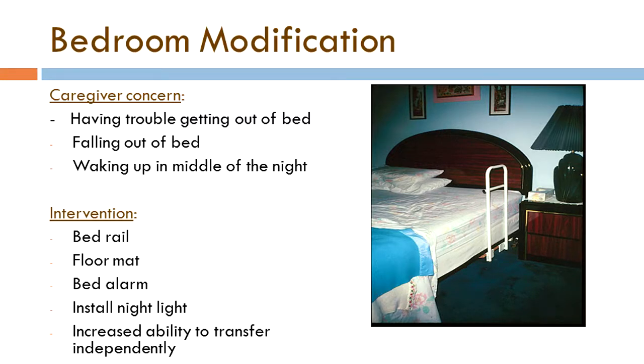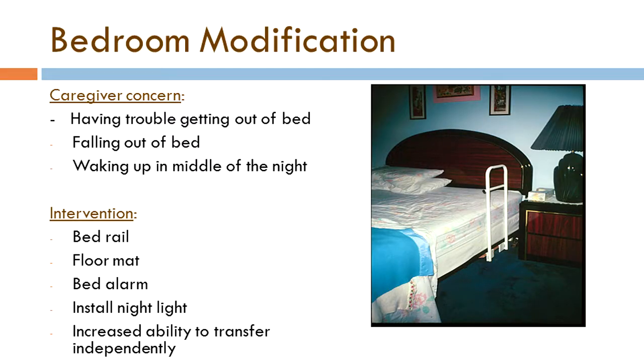Obviously bedroom modifications, so floor mats outside of the bed. They're thin profiled mats, but at least if there's a fall outside of the bed, it mitigates the risk of fractures. Bed rails to help with transfers and getting up. Bed alarms, if you're worried about your loved one getting up at night and you want to be there to help them, bed alarms can be helpful. Installing night lights and maybe even making it motion activated.